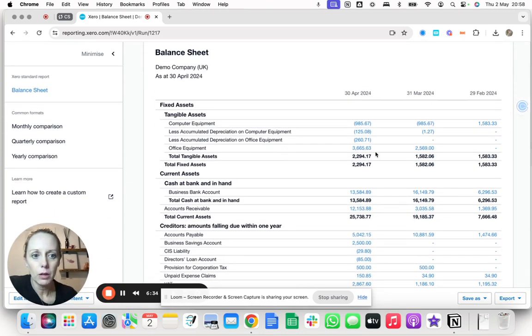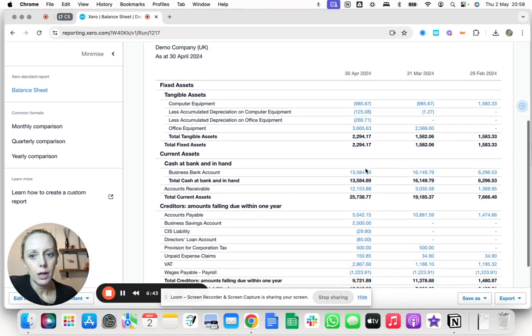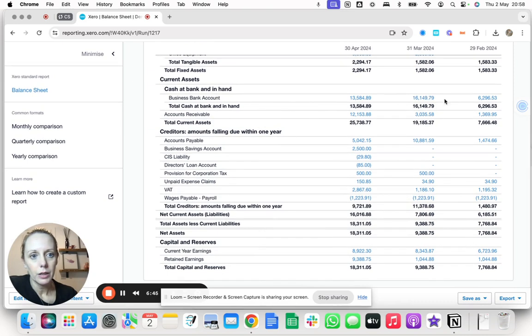And I can see my asset value has increased. So I've bought more assets, bought some equipment here. And I can see that my bank balance was great at the end of last month, but not so great at the end of this month. But then we have spent a lot more this month. So, swings and roundabouts.